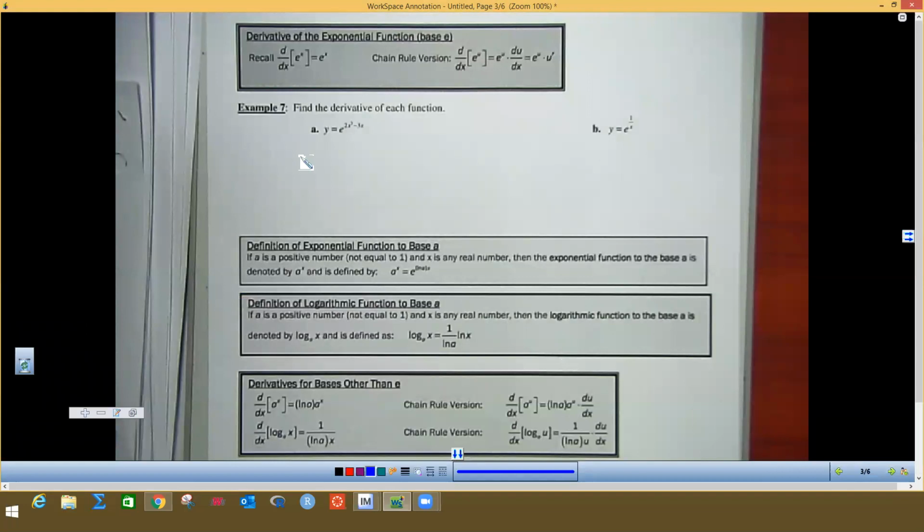Going on to this next part, again, normally e to the x is e to the x, but whenever you have something up there in the power that is not just an x, you take the e to the same power and then you multiply it by the derivative of that power. So this is a chain rule with e.